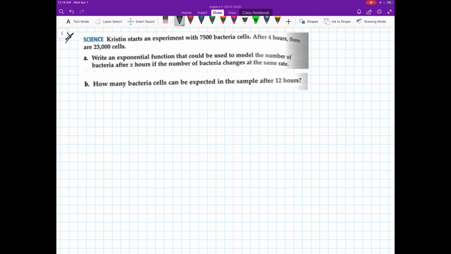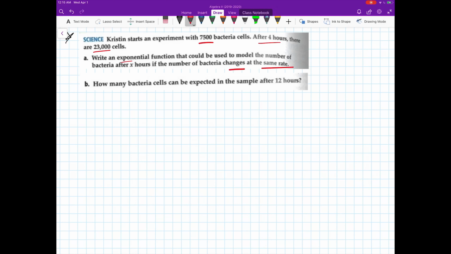So in this first one, we have an experiment Kristen is doing with 7,500 bacteria cells, and after 4 hours, there are 23,000 cells. Our first goal is to write an exponential function that could be used to model the number of bacteria after x hours, assuming it changes at the same rate. Because it says exponential function, we're going to go ahead and use our growth function from 8-1.